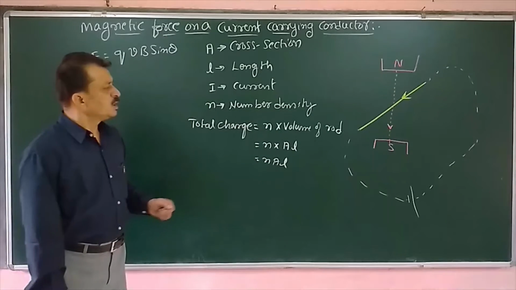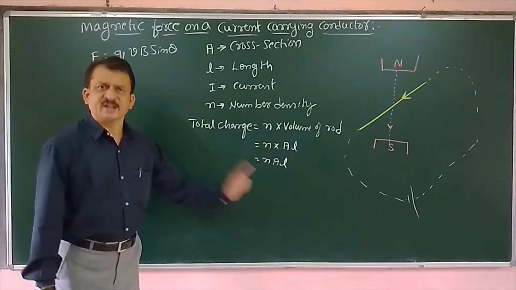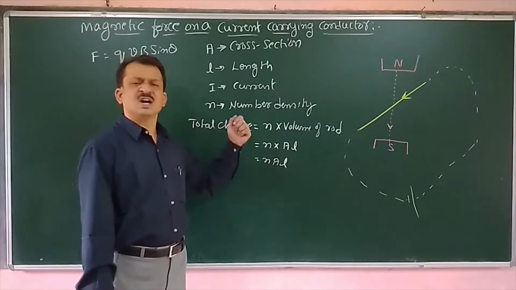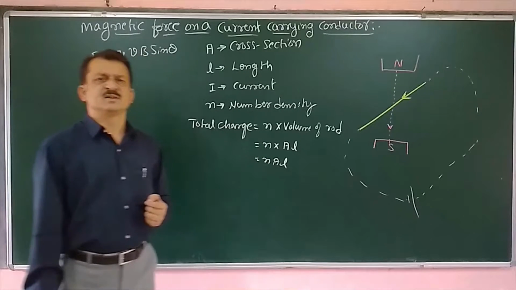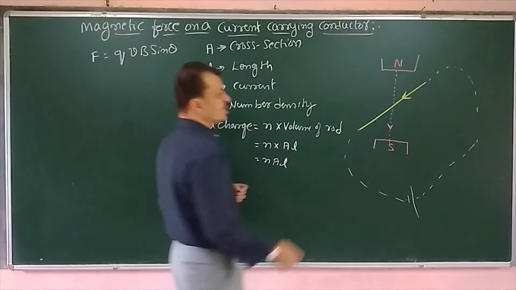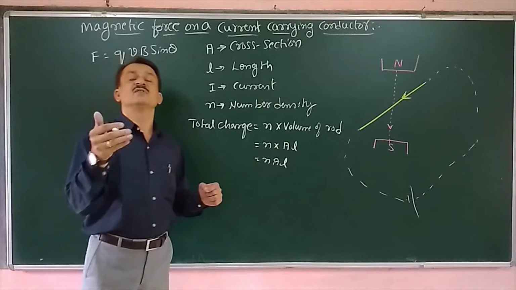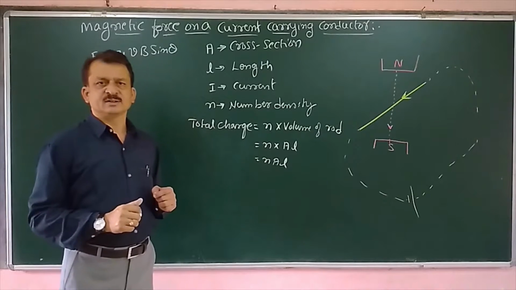Since we have taken a conductor, in the case of a conductor, electrons are the charge carriers. And one more thing, the electrons are moving in the opposite direction to the conventional flow of current that we have studied.